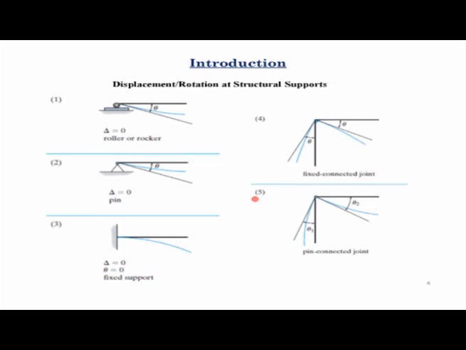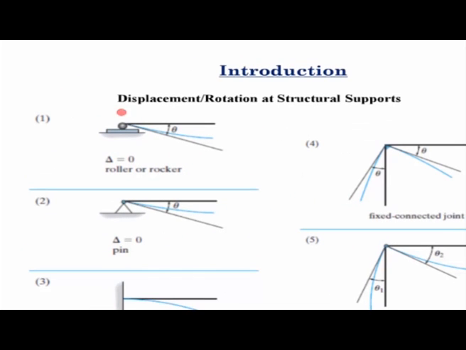Now, in order to calculate the deflections or displacements or rotations in structures, we need to be familiar with the various kinds of supports that these structures have. So some of the typical support conditions that are encountered in common civil engineering structures are shown on this slide. The first one is a roller or rocker support, which basically restrains the movement or displacement of the structure in only one direction, that is, in the direction perpendicular to the support. The second one you see on this slide is a pin support, which basically restrains the displacement of the structure at that point in all three directions.